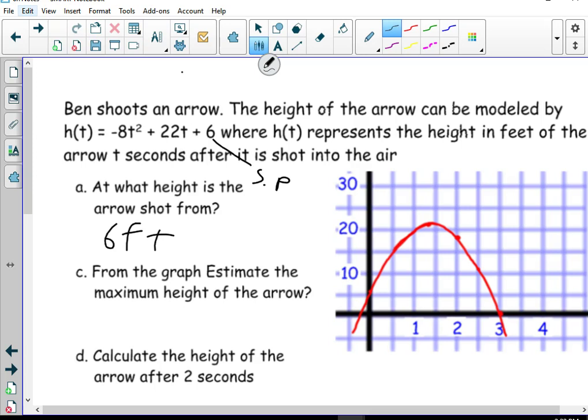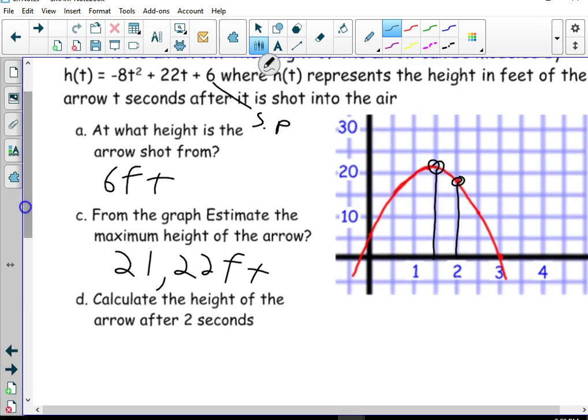20.5. 21 feet. Something like that. Because you're looking at about 3 seconds, halfway would be 1.5. So you're talking about somewhere around there. So 21 feet, 22 feet, that's fine. We're just reading the graph. Where is it at about 2 seconds? Like 18? Yeah. 18, 17, 16. Okay. That's about what it is, right?